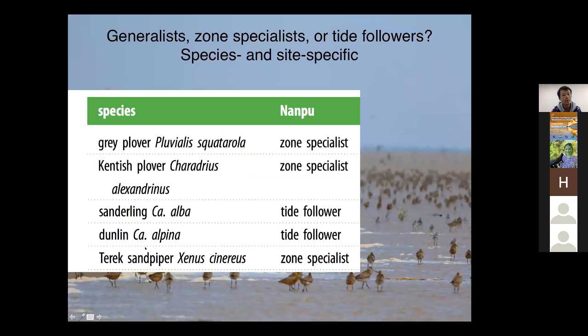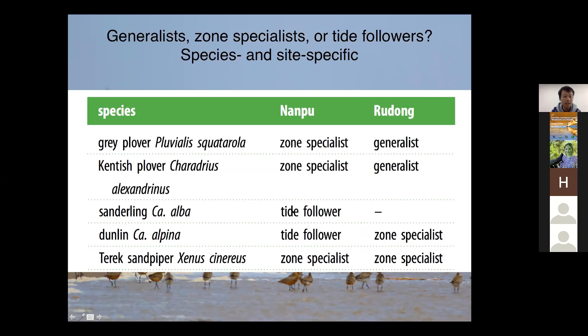And indeed, for the 17 species that we have enough data on, we were able to group most of them into the 3 types we proposed. And we found that these foraging patterns are, not surprisingly, species-specific, meaning that different species, as we talked about, may exhibit different foraging patterns at the same site. And we can see here that the gray plovers and Kentish plovers are identified as zone specialists, while sanderlings and dunlins are tide followers, and the Terek sandpipers are zone specialists at Nanpu.